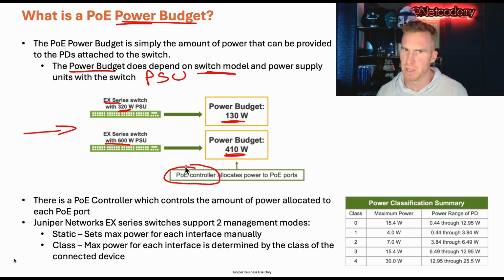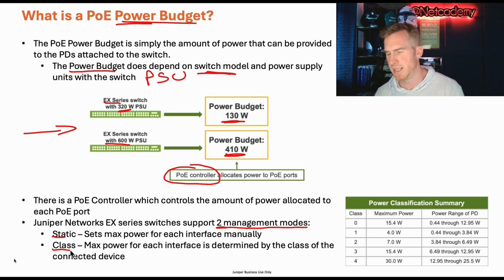But what I find really interesting when it comes to the Juniper Junos configuration is that there's actually two management modes. You've got static and then you've got class. Static being you manually configure in the CLI or maybe in the user interface, you define manually what is the maximum power that you want to give to a connected device. And then Junos, that switch, will give that maximum power to that connected device.